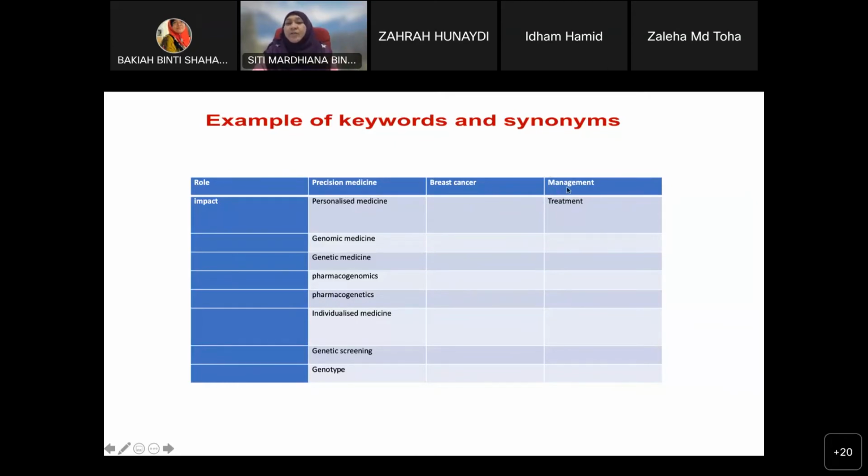Okay, and then management, maybe the treatment. So you can use this. It is important, because if you don't have correct keywords and synonyms, you will not be able to find the right papers, or sometimes you will come up with a huge number of papers in your first screening. You will get a lot. You can go up to 100, 200,000 papers. So it is very important to have specific keywords and synonyms for your search strategy.